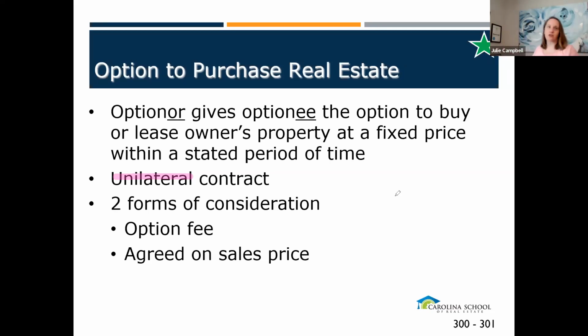With an option to purchase, the buyer has not promised to buy. The buyer has asked for the option to buy. The buyer has made no promises to the seller. The way these things typically work, buyer and seller negotiate and agree to terms. And basically those terms say, if I agree to buy, these are the terms that I will agree to buy on.